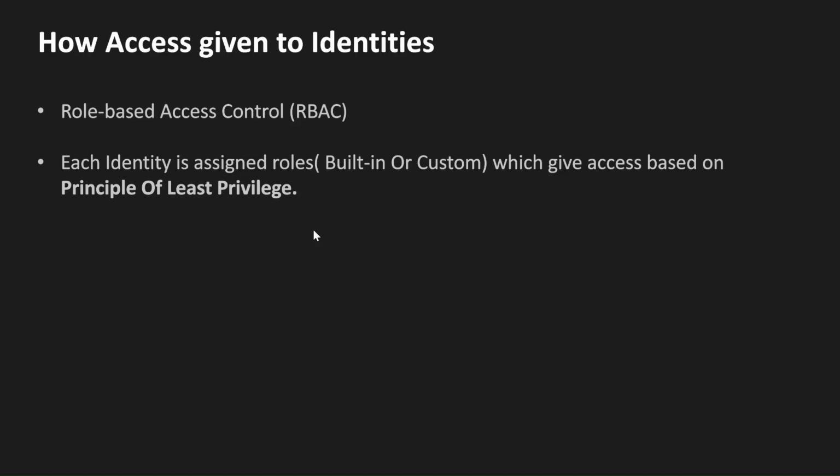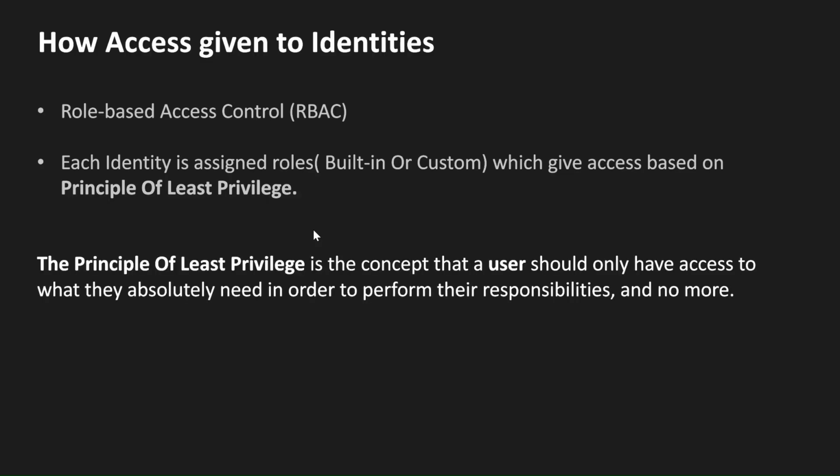Now, what is the principle of least privilege? It means that the user should only have access to what they absolutely need in order to perform their responsibilities, and no more in their role. So the minimum set of access needs to be given, because if you give more access to someone, he might use that access for some wrong reason, or maybe by accident he might make a mistake and delete data, suppose. That's a huge risk.